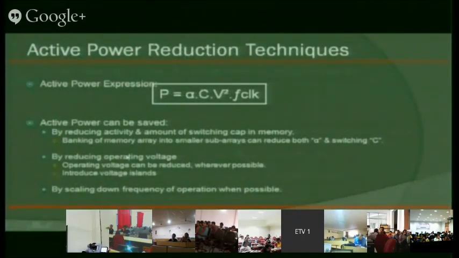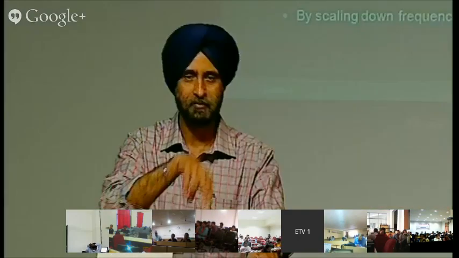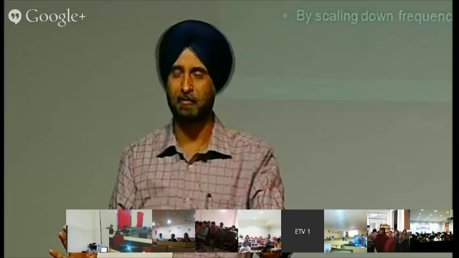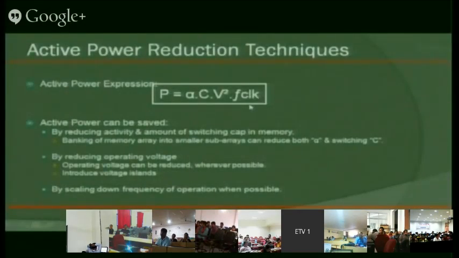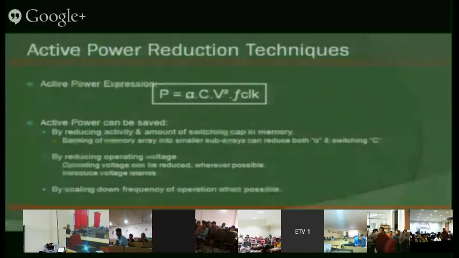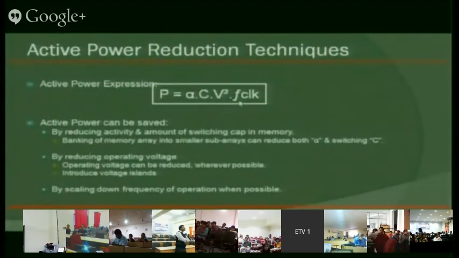Now, if we have to reduce the power, we have to see all these different types of power, and we have to find ways of reducing the power. So let us discuss the active power, how we can reduce it, and what the techniques are. This is the formula for active power, alpha C V square F clock. It can be very easy, because if I have to reduce this power, I can reduce alpha, I can reduce C, I can reduce V, I can reduce the frequency of clock. Okay, you reduce all, active power will be reduced.